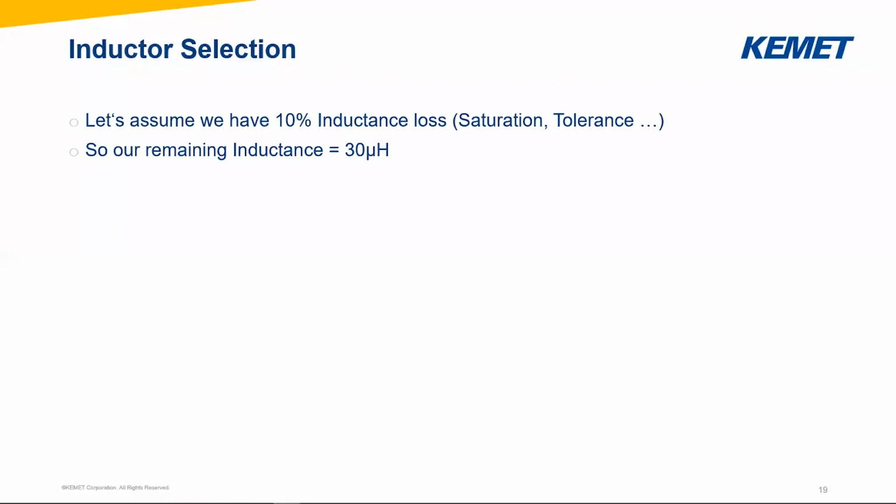Saturation is something I will go much deeper into in a few slides. But in this case, our remaining inductance is just 30 microhenry, which is a 10% loss from 33 microhenry. And that means our inductance is 25% lower than we initially calculated. And what does that mean?